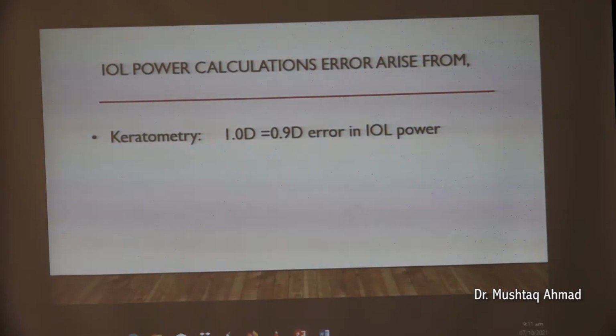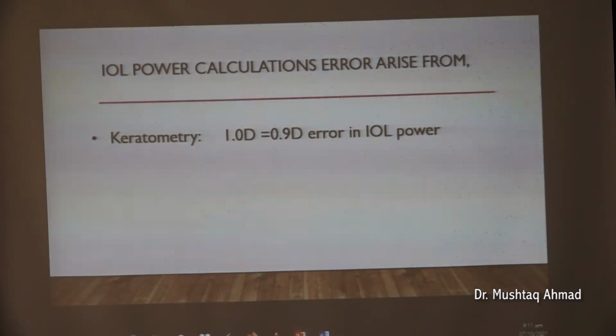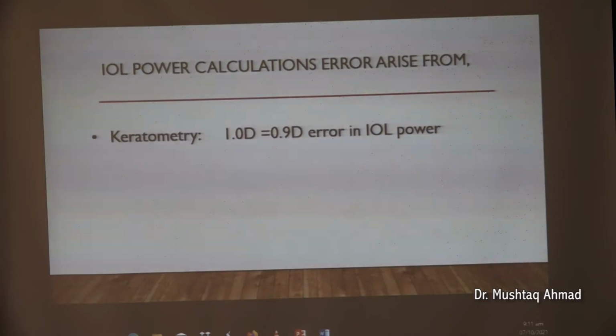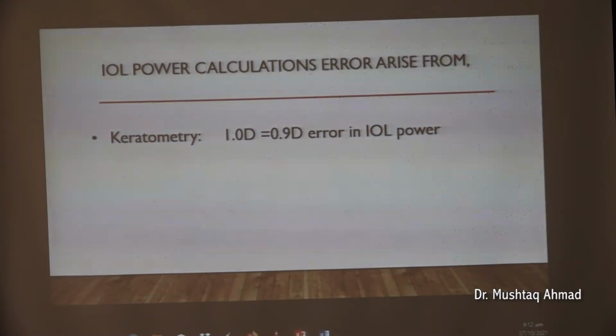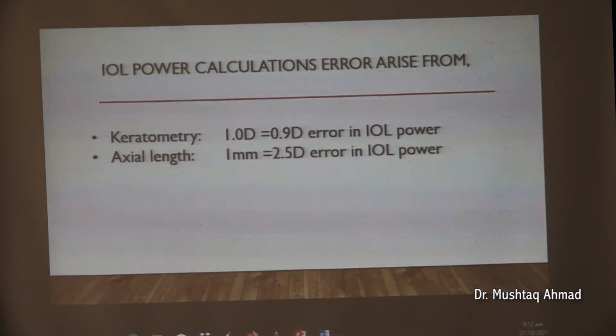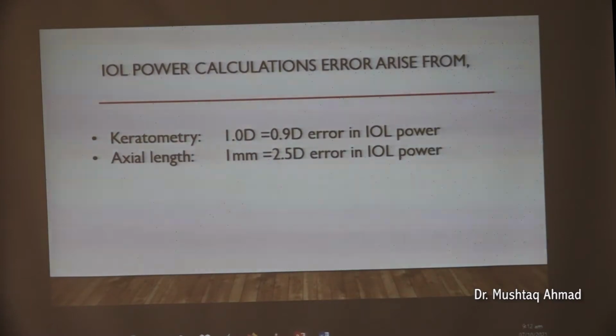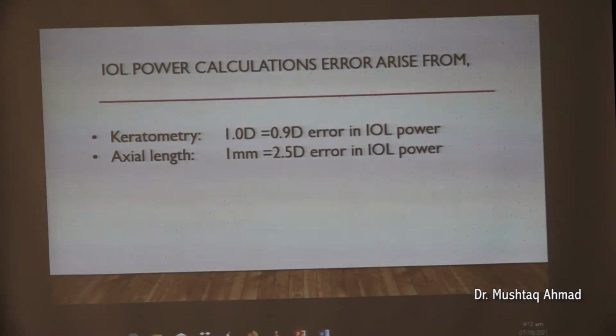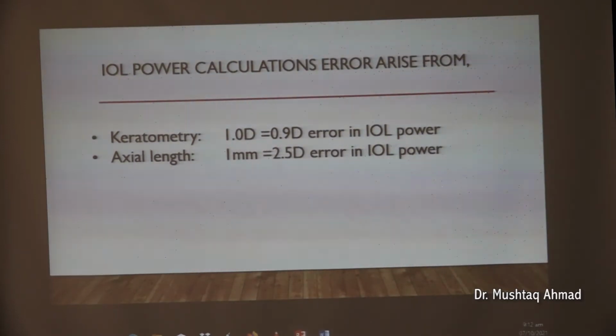IOL power calculation we mainly do with 3 parameters, and usually an error in these 3 parameters leads to error in IOL power. A 1 diopter keratometry error leads to 0.9 diopter error in IOL power. In axial length, if we compress the cornea with the scan, which people often do, especially inexperienced ones, 1 millimeter of compression causes a 2.5 diopter error in IOL power calculation.